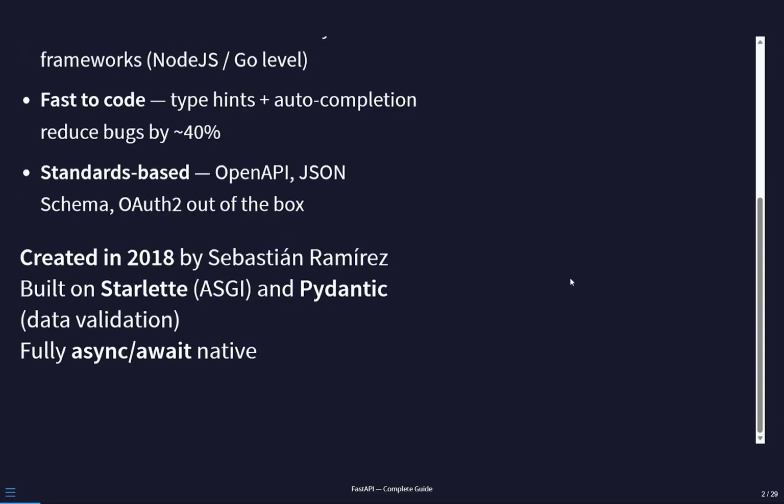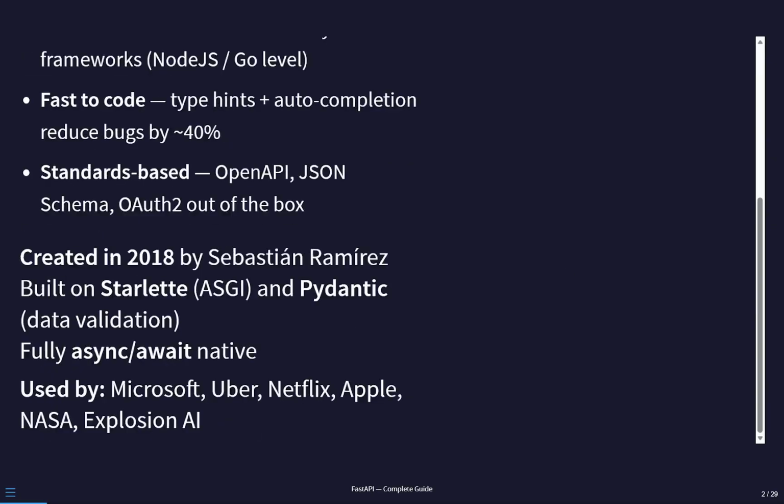FastAPI was created in 2018 by Sebastián Ramírez. It sits on top of two libraries: Starlette for the ASGI web layer, and Pydantic for data validation and serialization. We'll see how these two underpin everything FastAPI does. Who uses it? Microsoft, Uber, Netflix, Apple, NASA, Explosion AI, the creators of spaCy, all run FastAPI in production. It's not a toy framework.